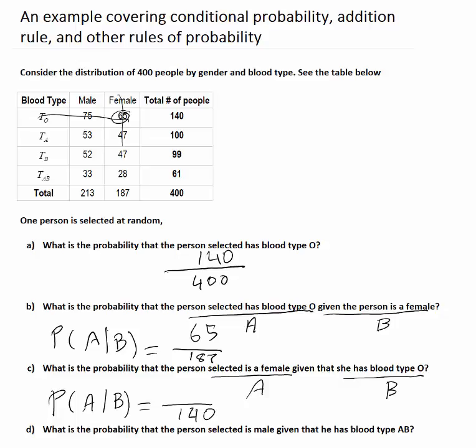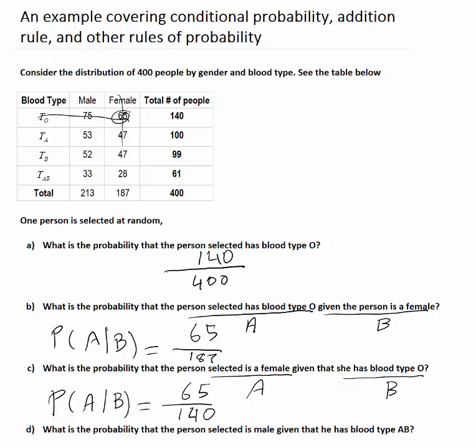I just touched on that in the previous part. It is 65, so it's 65 over 140. As you notice, the probability of a person having blood type O given that the person is female is different from the probability of the person being a female given that the person has blood type O. So the probability of A given B is different from the probability of B given A in general.